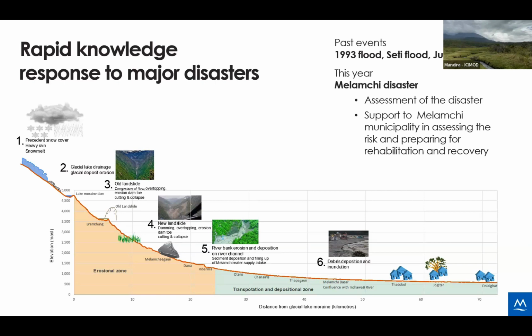Fortunately, there was some kind of an early warning by people living in the upstream to the downstream. So people were able to evacuate with very minimal lives lost. But again, there was huge infrastructure damage. But again, the cause of this disaster was also important to look into immediately, to see why such a disaster happened. It was possible to look at through some of these images, the remote sensing images that were available during that time.